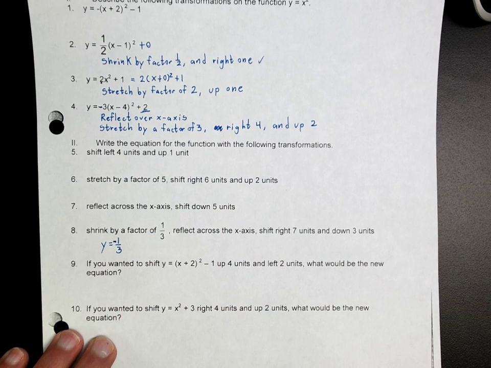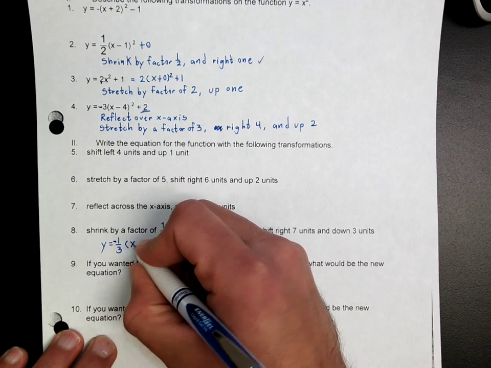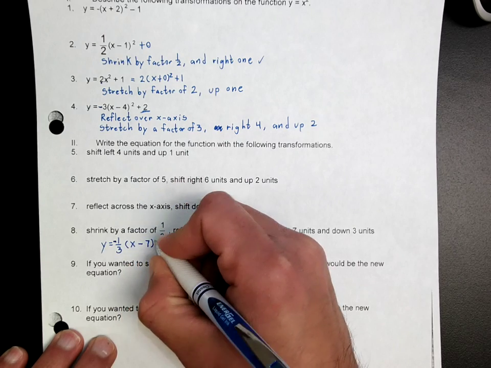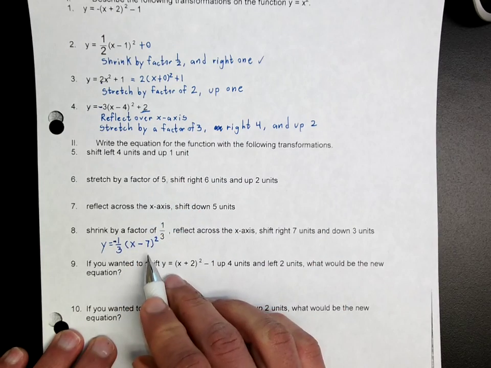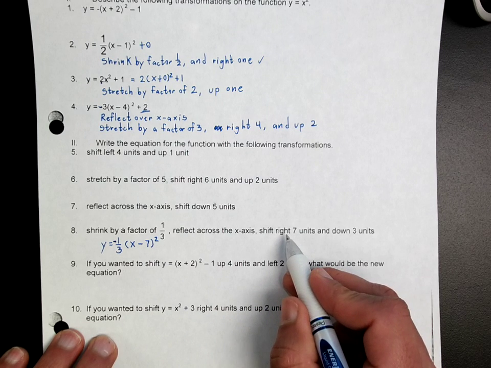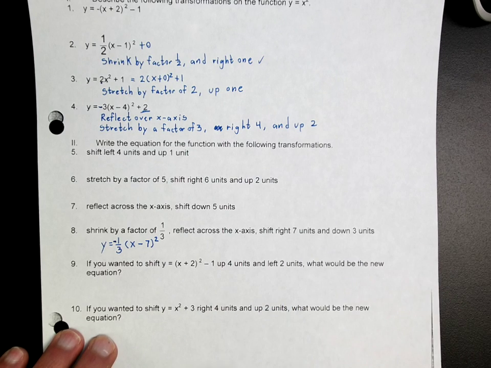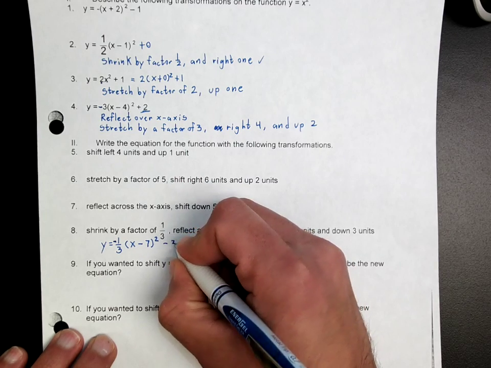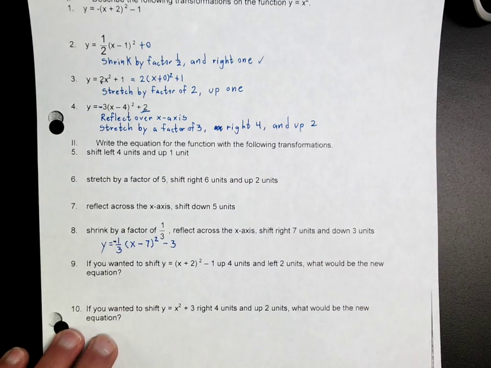Shift to the right 7, so I'm going to write x minus 7 squared. Right, remember that this is only a minus 7. This is the opposite of what you think. And this one says down 3. Okay, so we're going to subtract 3. So on these first few problems, that's what you're going to do.